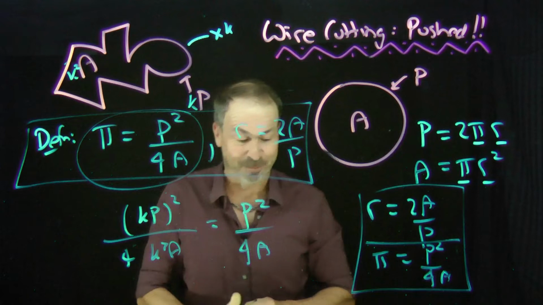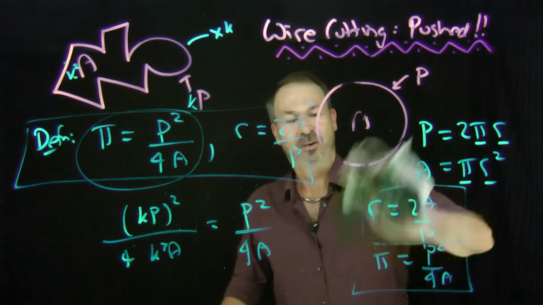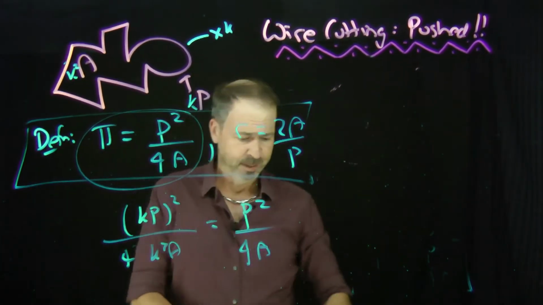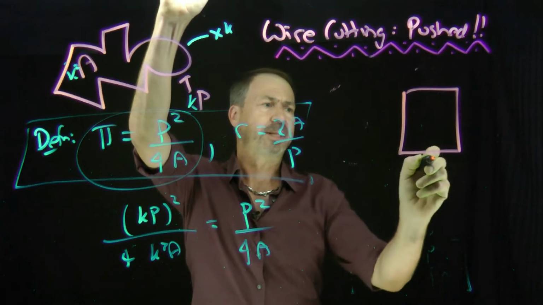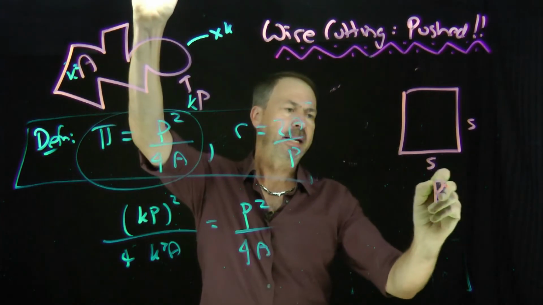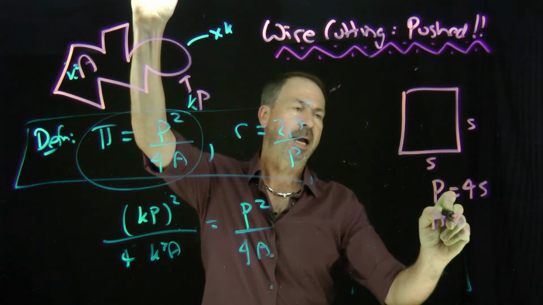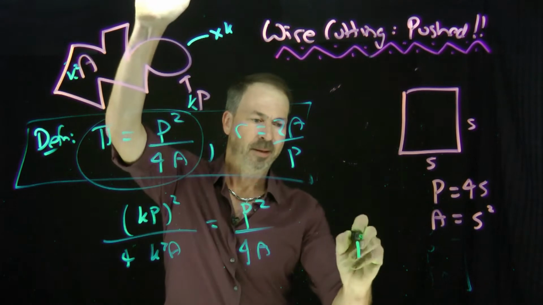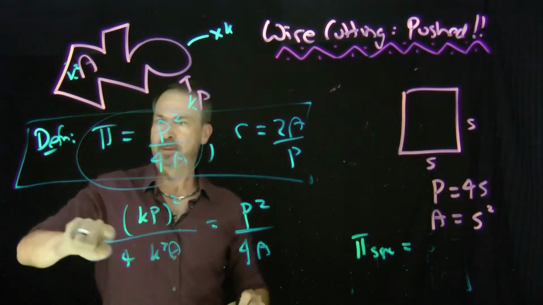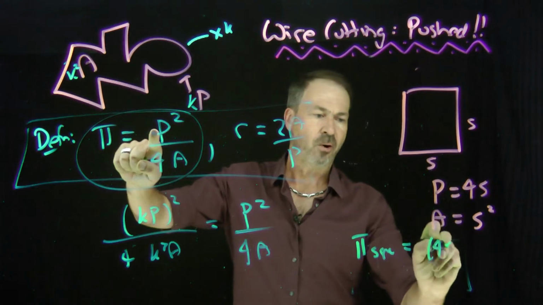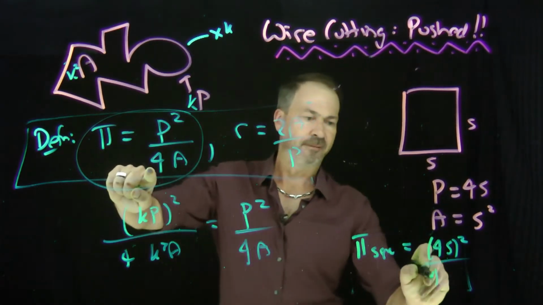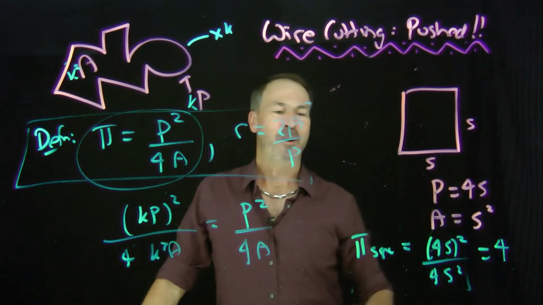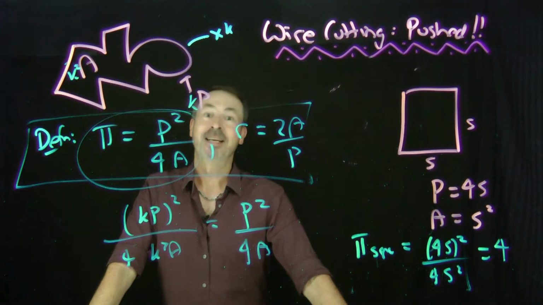This is really interesting. In fact, let me just quickly do an example with a square. Let's work out the pi of a square. So here's a square. I'll do an orange. I'll call it side length s. I know its perimeter is going to be 4s and its area is going to be s squared. So I know that pi for a square is going to be the perimeter squared, 4s all squared, over 4 times the area, 4 times s squared. 4 times 4 times s squared over 4 times s squared is 4. The value of pi for a square is 4.